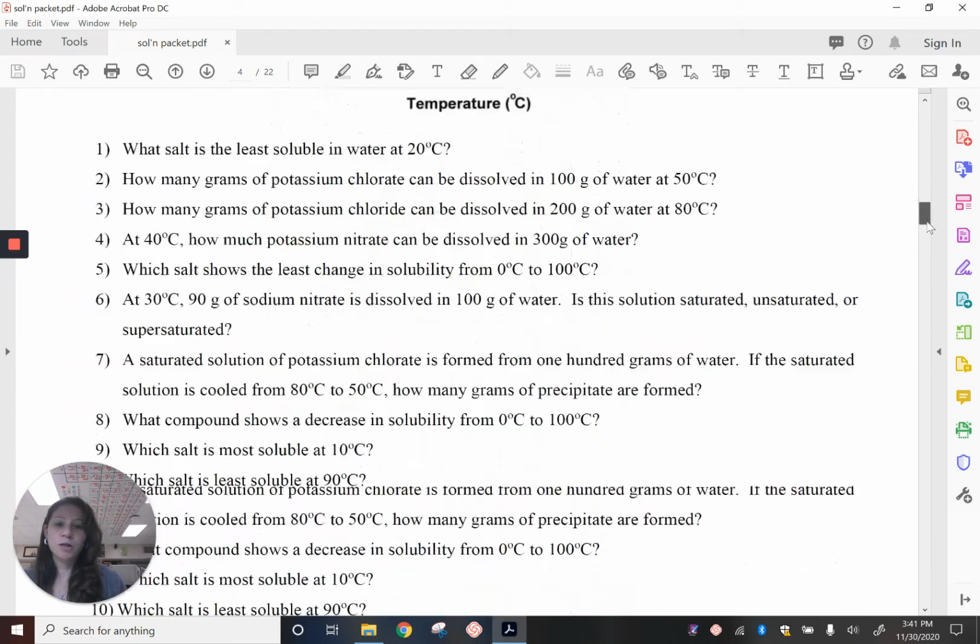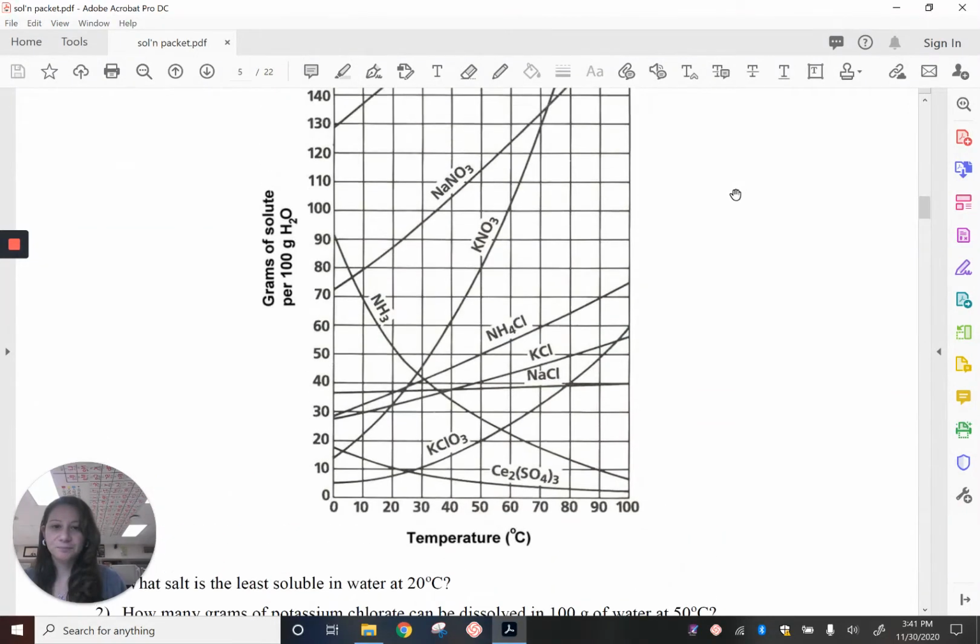If you look at our solubility curves here, which tell us how much we can dissolve at different temperatures, anywhere along those curves will be saturated solutions. For example, if I had sodium nitrate at 30 Celsius, I could dissolve about 96 or 97 grams of sodium nitrate in 100 grams of water. So if I had 100 grams of water and I dissolved 97 grams of sodium nitrate, that would be a saturated solution, meaning it has the maximum amount that it can possibly hold at that given temperature.